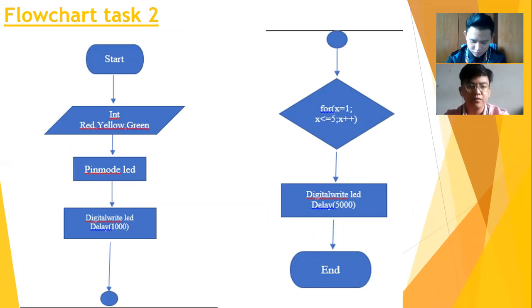Okay, this is the flowchart. We start with start, and we declare the LEDs: red, yellow, blue, red, yellow, green. This is the process: pinMode LED and digitalWrite LED. We put the delay 1000 milliseconds, and this is the data. We are using the for statement, and then we do the process digitalWrite and delay 500 milliseconds, and we end.